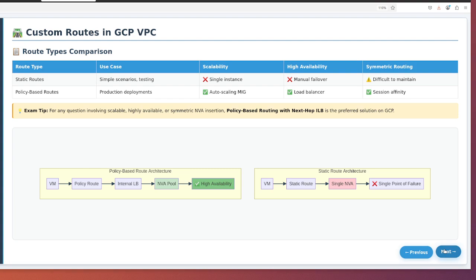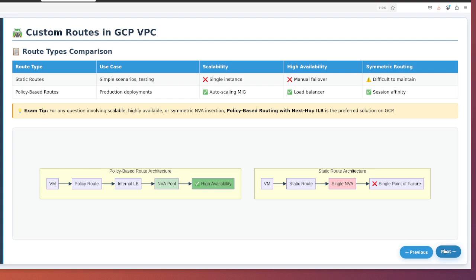We have two main approaches: static routes and policy-based routes. Let me explain the critical differences because this often comes up on the exam. Static routes are simple. They manually define where traffic with a specific destination should go. You specify a destination CIDR block and point it to a specific virtual machine instance. The problem is that if that virtual machine fails, your traffic fails too. There is no automatic failover, no load balancing, and no health checking.